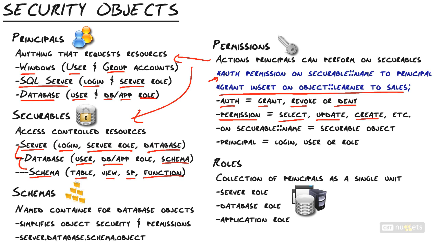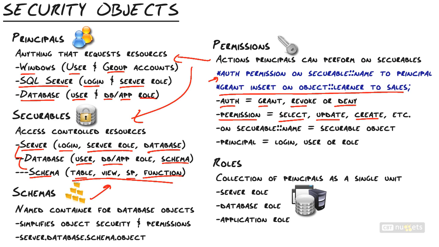So schemas are a lot like roles. Roles are there to group up our principals to make managing security at the user level that much easier. Schemas are there to group up our low-level database objects: tables, views, stored procedures, functions. That way, we can manage permissions against these objects, again, at a high level. So these are going to be the main security objects that we're going to be working with when it comes time to implement security.